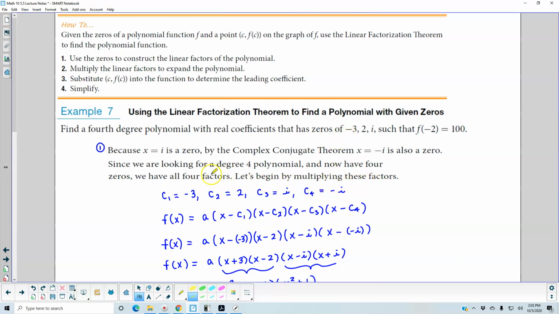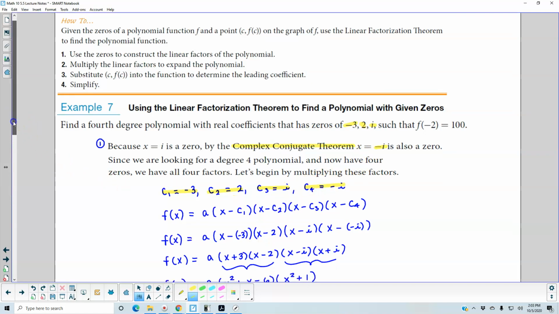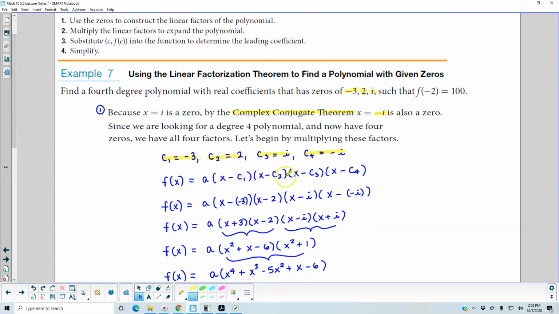The first zero is -3, so we know that c1 is equal to -3. The next zero is +2, so c2 is equal to 2. We have another zero, which is i, so c3 is equal to i. And by the complex conjugate theorem, we have another zero at -i, so c4 is equal to -i. Then in the theorem, we're going to write out what that formula represents.